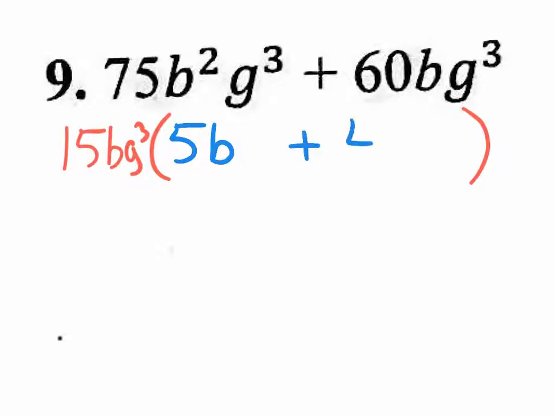That would be 4, because 15 times 4 is 60, and that's it, because the b g to the third is right there. If I had any more b's or g's, it wouldn't be b g to the third. I would change it.